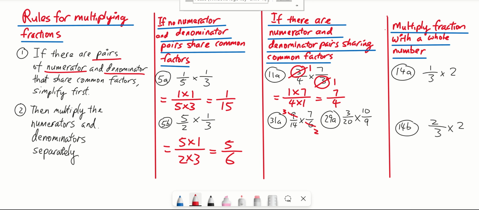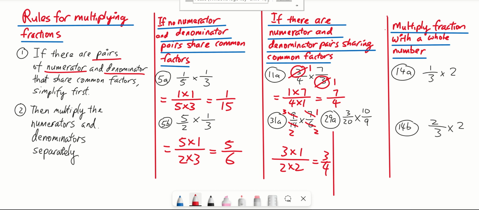So if I divide 7 by 7, I end up with 1. If I divide 14 by 7, I end up with 2. So therefore, I end up with 3 times 1 over 2 times 2, and that leads us to 3 over 4. Okay, let's take a look at the next one.